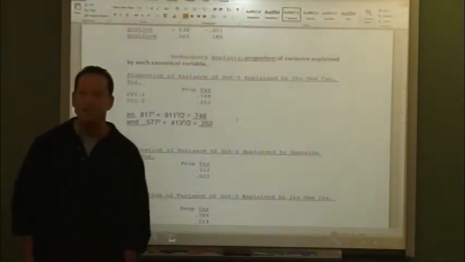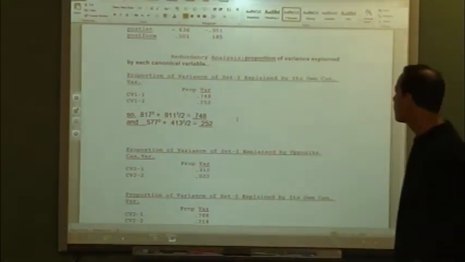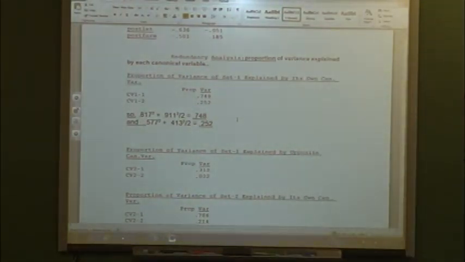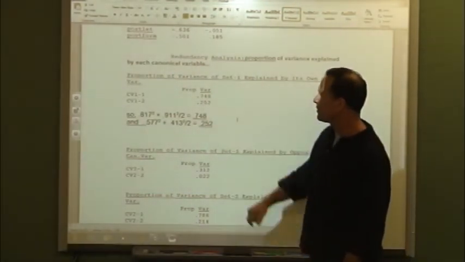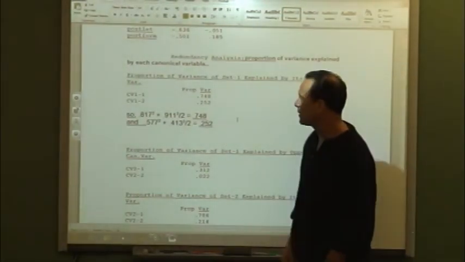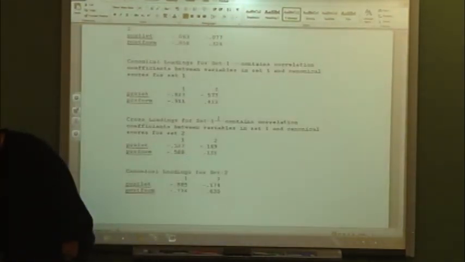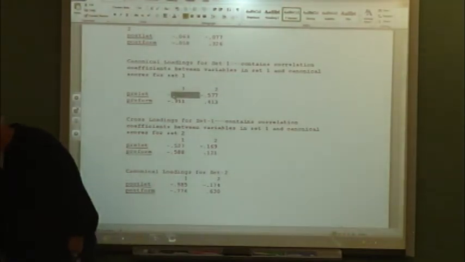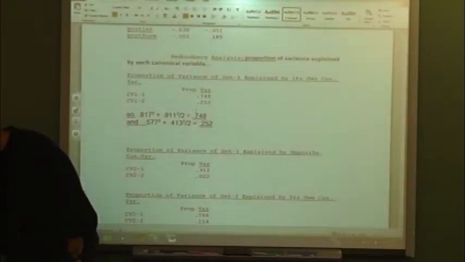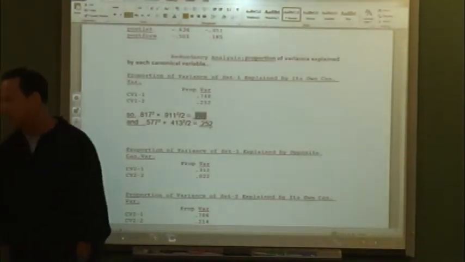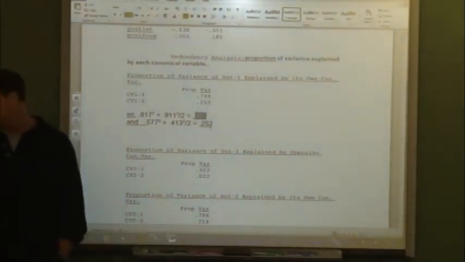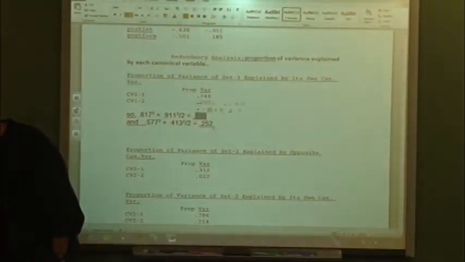Then you get this thing called redundancy analysis, which is the proportion of variance explained by each canonical variable. Do you see that 0.748 right there, everybody? Well, look, if I took 0.817 for the canonical loadings and 0.911 right there, added them up and divided by 2, that's 0.748. That's all it is. And we can see there's a lot stronger one for the first variate.